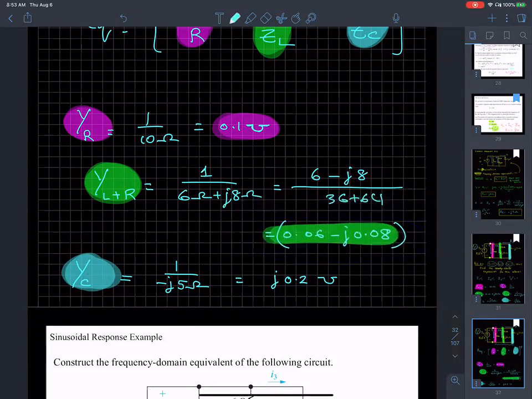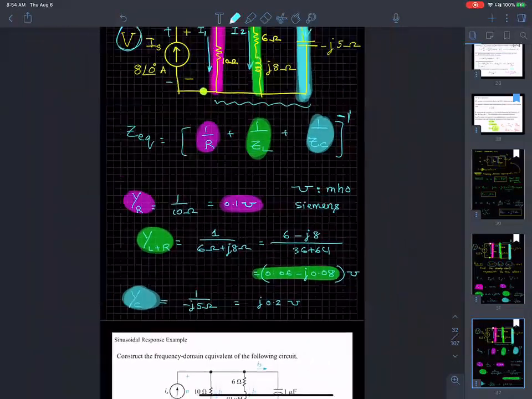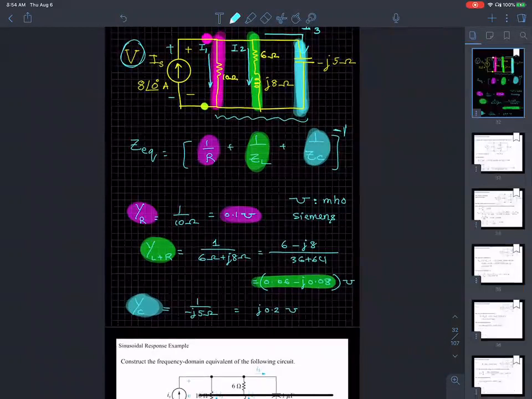Okay, all of this is in mho. This is the inverse of ohms, so it is shown as MHO. It's ohms written backwards. It also has the units of Siemens. Okay, so now I have all three terms.